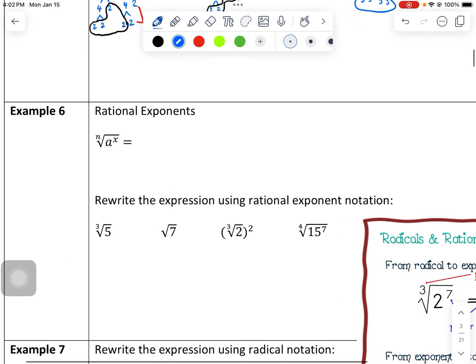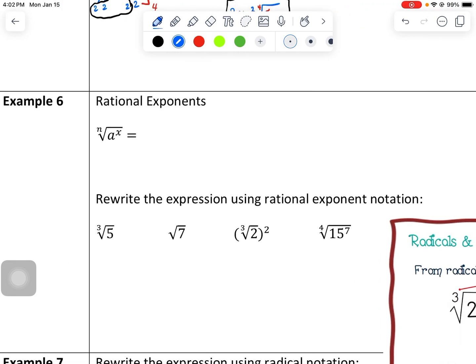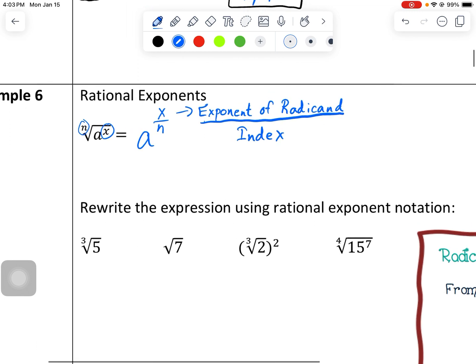All right, now this is the part that's a little bit more new. You haven't seen this before. But we can write roots with rational exponents. The way that you do this is it's the power of your radicand divided by the index. So a to the x over n. x is the exponent of your radicand over the index.